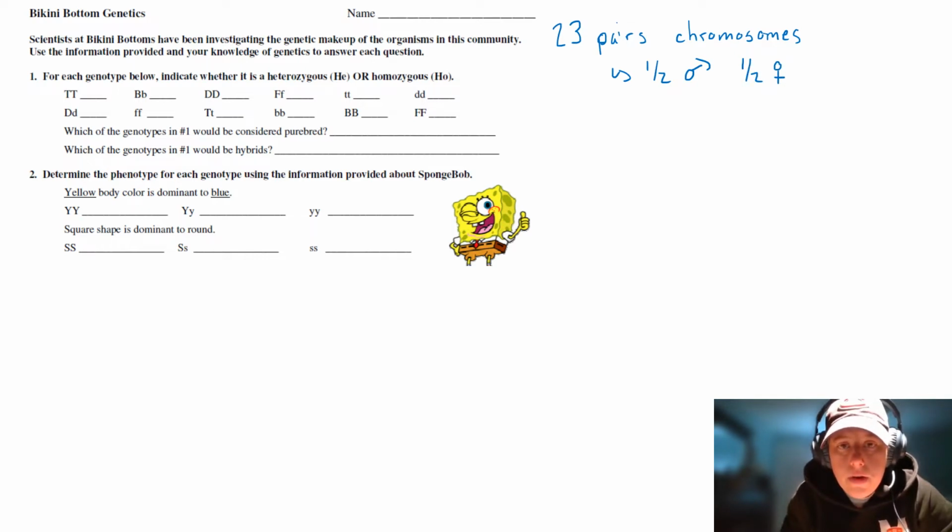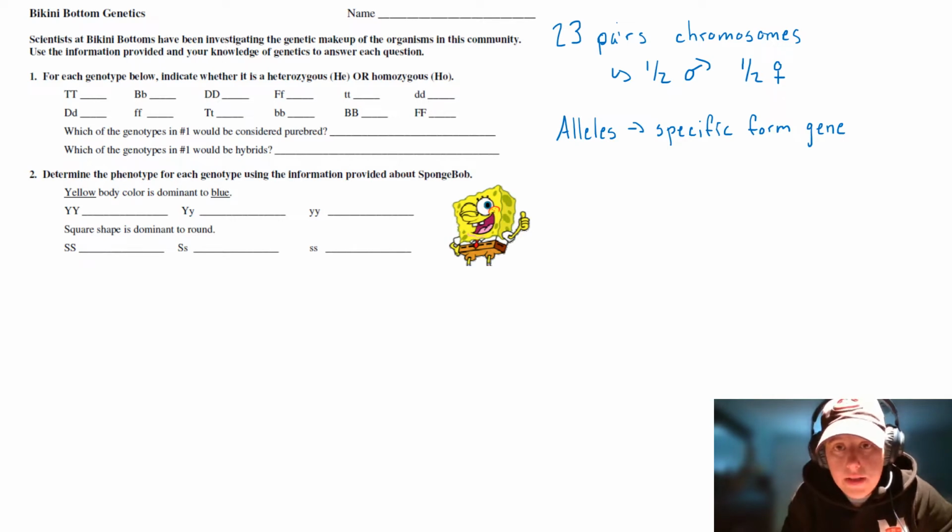Now, your genotype and phenotype, right, all has to do with your alleles. So the allele is your specific form of the gene which you've inherited.